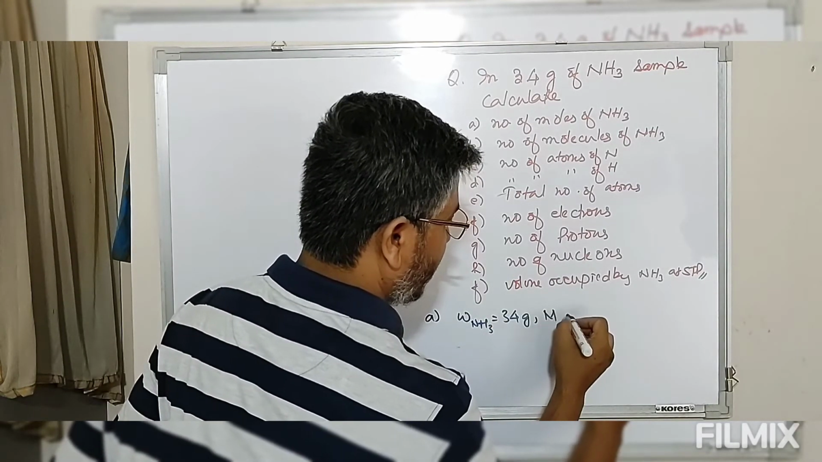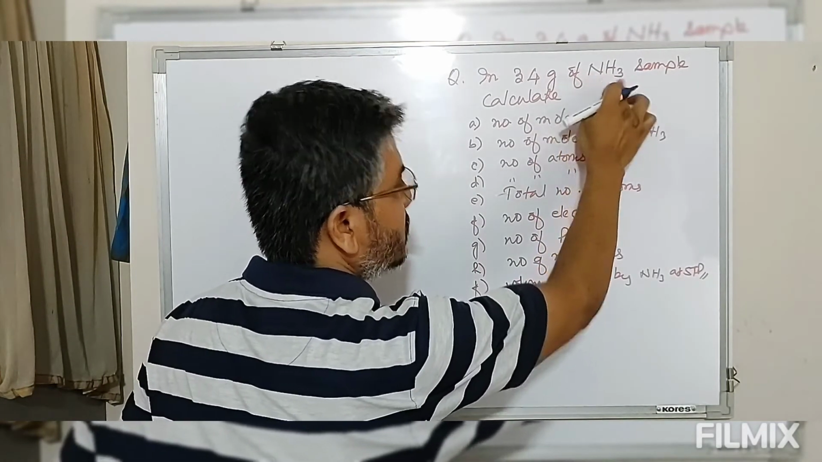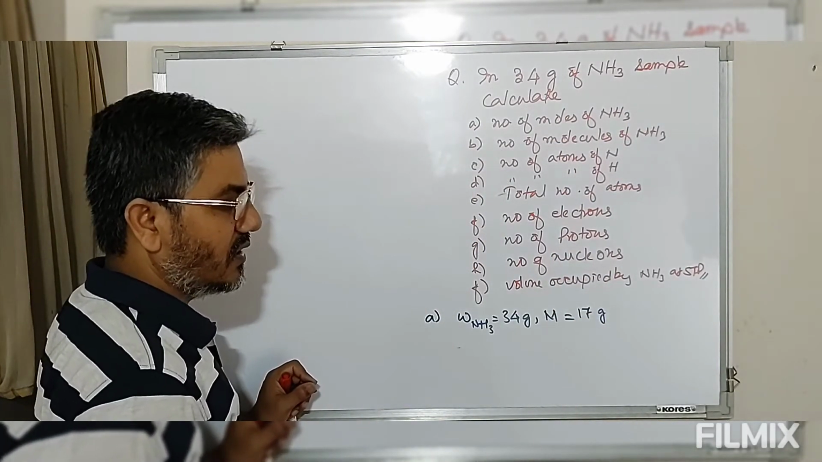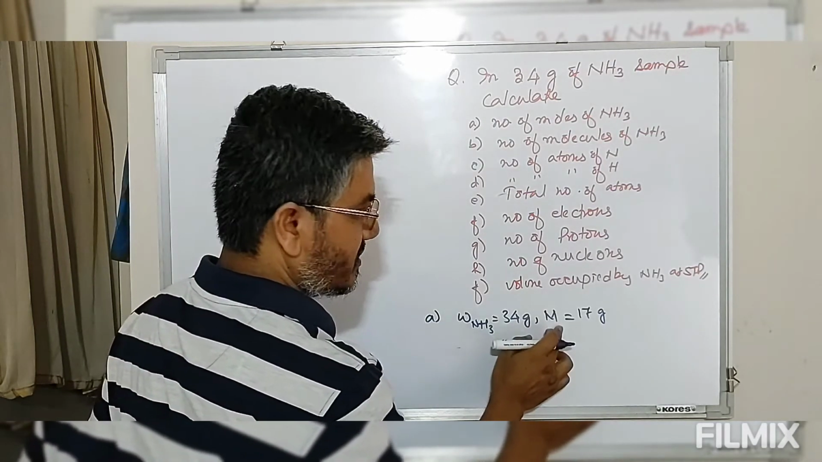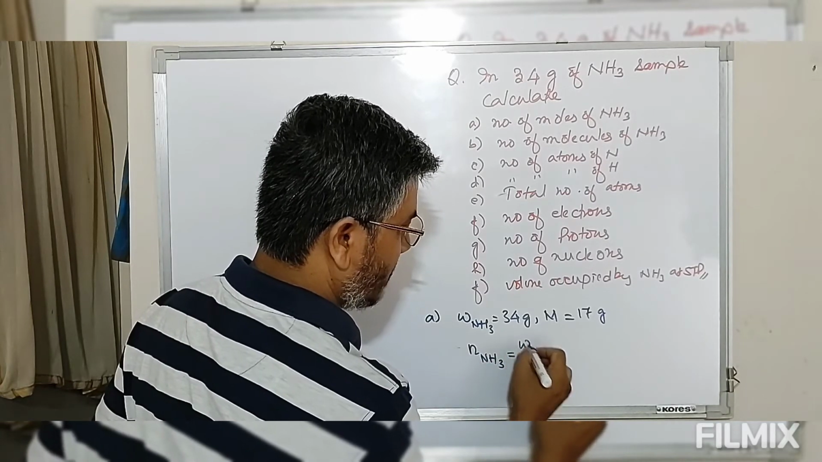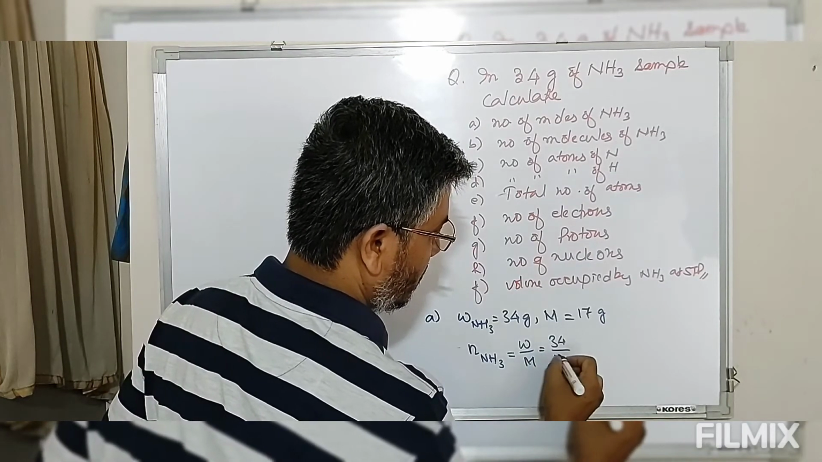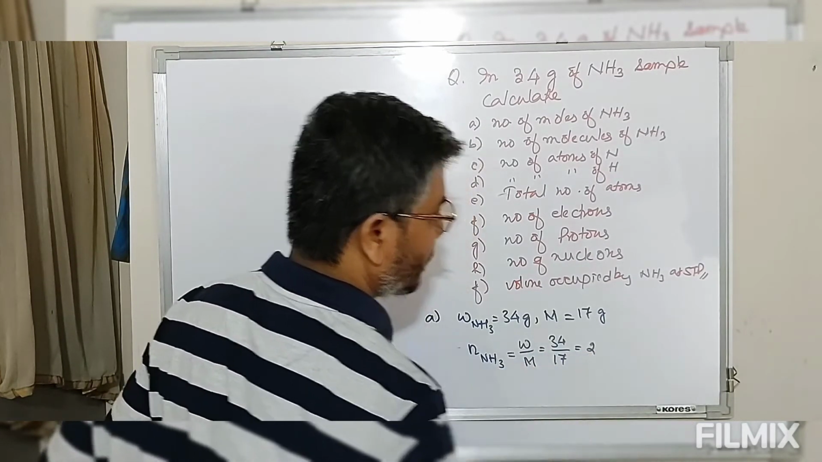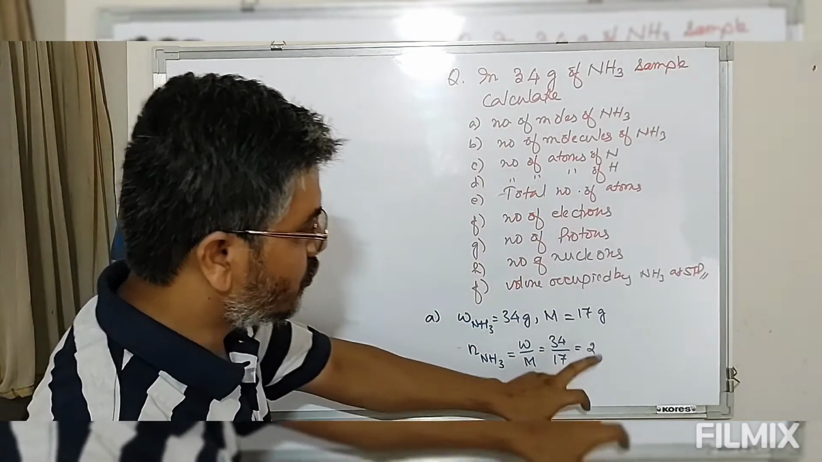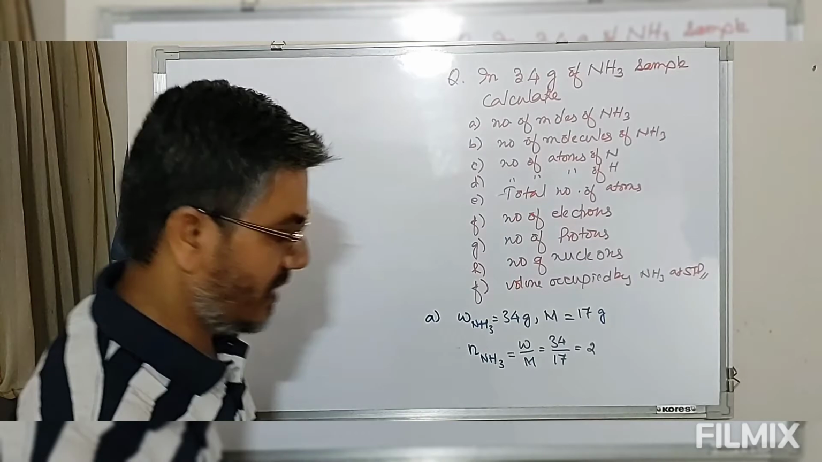Now the molecular mass of ammonia: mass of nitrogen is 14, mass of hydrogen is 1, so 14 plus 3, that is 17 gram. That is the molecular mass of ammonia. Now see, mass and molecular mass are given, so we can find the number of moles of ammonia. Number of moles is mass divided by molar mass. So 34 divided by 17 comes out to be 2. So 34 gram of ammonia represents 2 moles of ammonia. So this is the number of moles from mass.